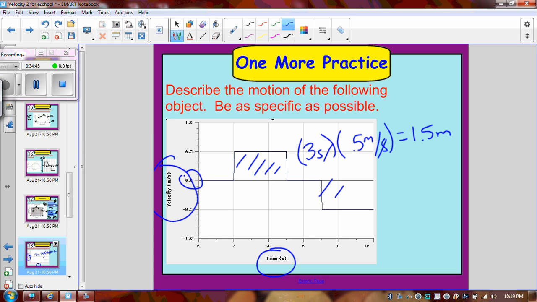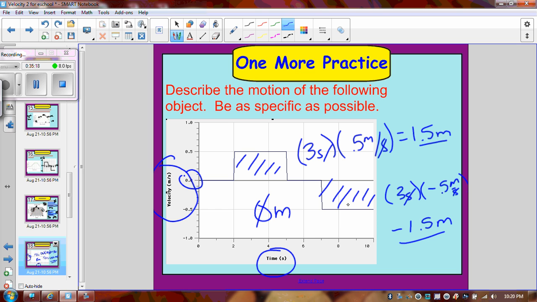We can do the same thing for this rectangle down here below the x-axis. The base is still 3 seconds. The height is 0.5, but it's negative. The seconds cancel out and when we multiply those together, we end up getting a negative 1.5 meters. So if we know the object displaced 1.5 meters here and then displaced negative 1.5 meters here, we can conclude that the object had a total displacement of 0 meters for this full 10 seconds.